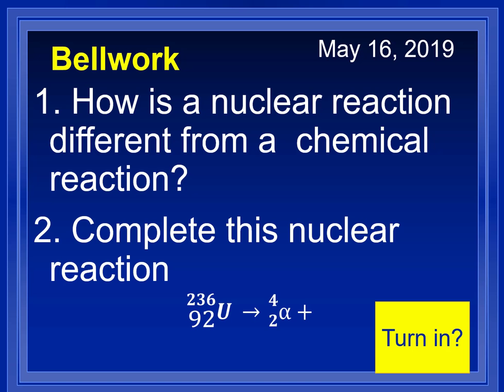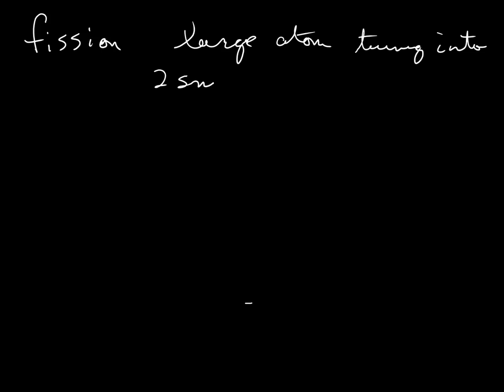Then we have the other 2. Fission is a large atom turning into 2 smaller atoms. Fission is what we use in nuclear power plants. Fission's how we make atomic bombs, the ones we dropped on Hiroshima and Nagasaki, the ones we're worried about Iran and North Korea building.